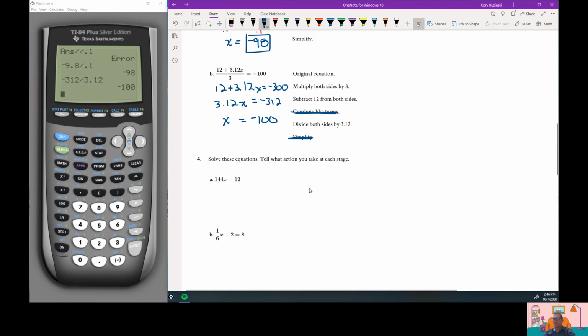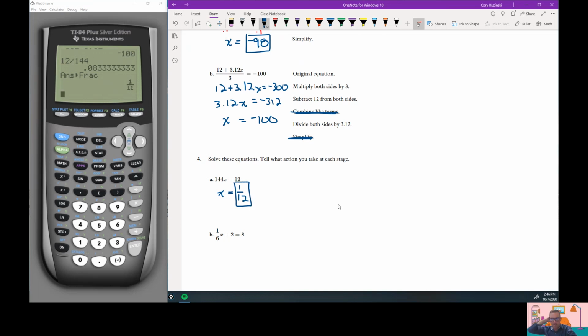Solve these equations and tell what action you take at each stage. Okay, well, I'm going to divide both sides by 144. There, I just told you what action I'm taking. 12 divided by 144 is that number, but if you hit math, enter, 12 over 144 is 1/12. So that's the solution.